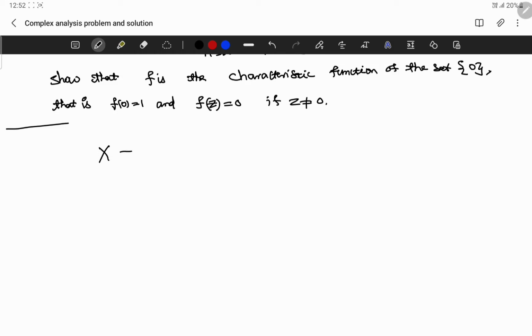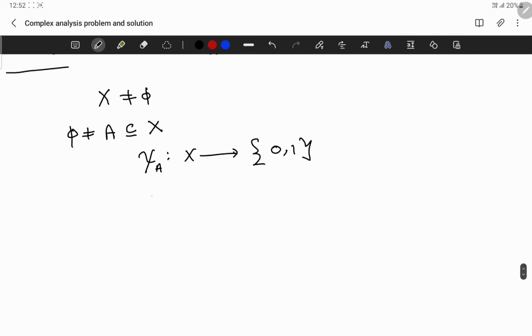I have a set, let's say a non-empty set X, and A is contained in X. Let us say that A is also non-empty for simplicity. I don't want to be very complicated right now. Then I define a function, usually written like this, f_A from X to {0, 1}, where the value f_A of x is 1 if x belongs to A. If x does not belong to A, then it's 0. So it's just a testing function.